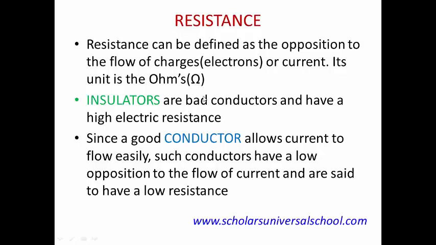So, like I said earlier on, insulators which are very bad conductors have high electric resistance, and conductors which allow current to flow through them easily have very low opposition to the flow of current, and that means that they have very low resistance.